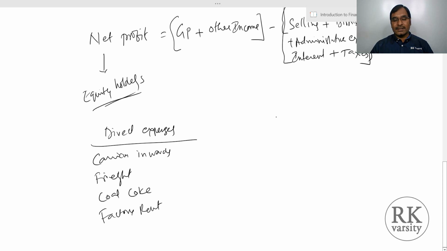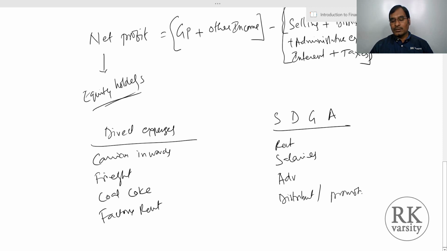On the other side, when we are talking about indirect expenses, or your selling, distribution, general and administrative expenses, this includes your rent, salaries, then your advertisement, then your distribution promotion, sales promotion, etc. Then your administrative expenses like office maintenance, then miscellaneous expenses, etc.